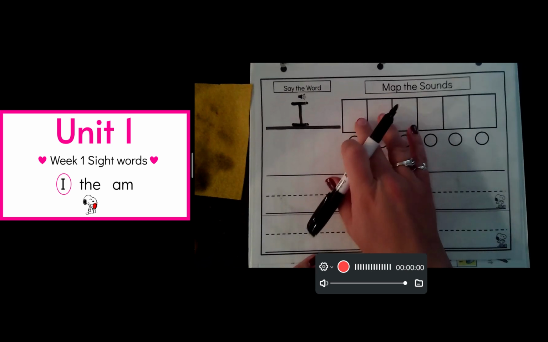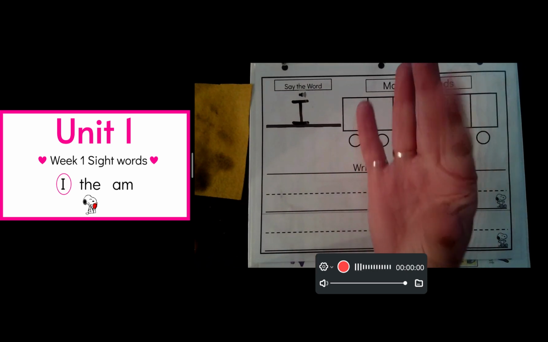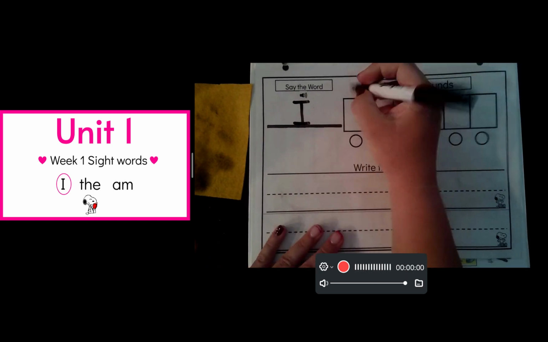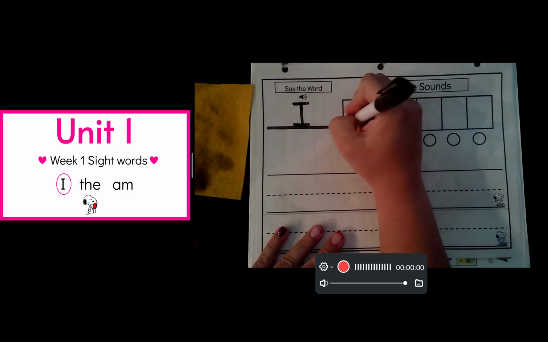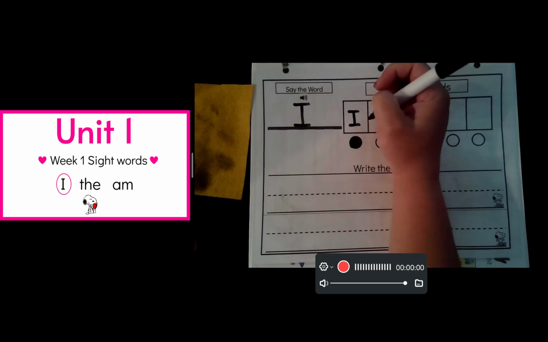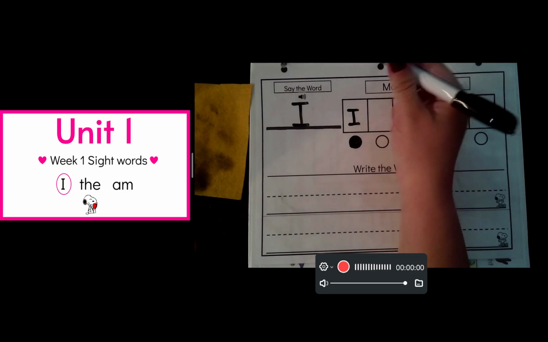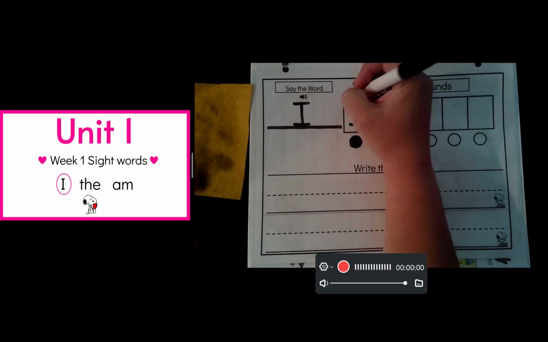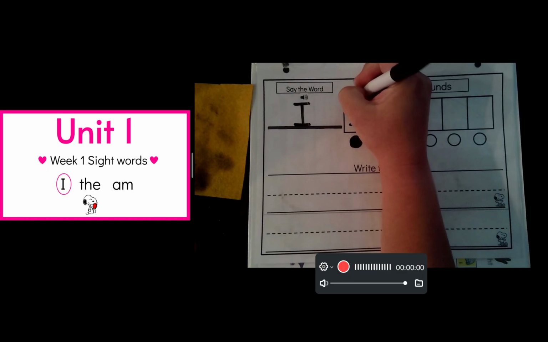Let's map our sounds. I only has one sound, so it is only going to use one box. Now it is not following the rules because it's making its long vowel sound, so we need to put a heart.